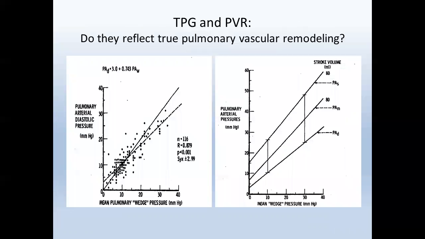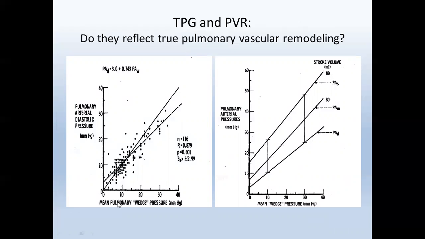Now, what about transpulmonary gradient and PVR? Do they reflect pulmonary vascular remodeling? Meaning, if somebody's PVR is high or transpulmonary gradient is high, does that mean they have intrinsic pulmonary vascular remodeling? When the PVR is high, we all think they have. It's actually not true. These are hemodynamic data reviewed from human patients with various diseases.